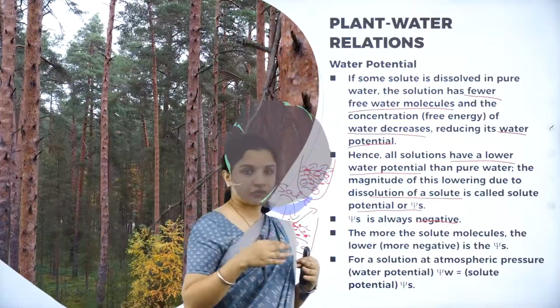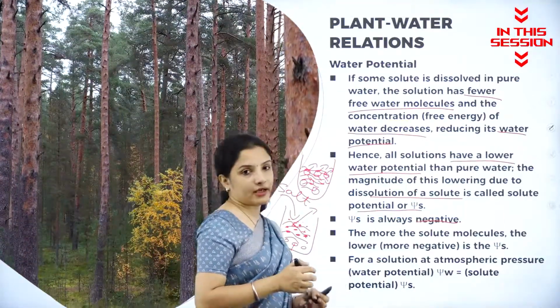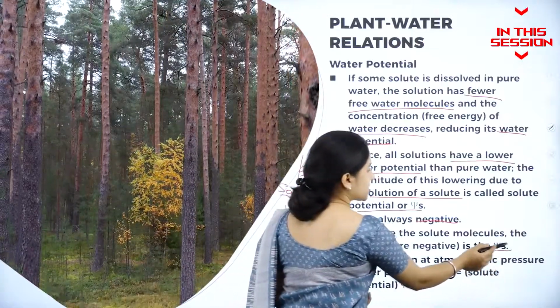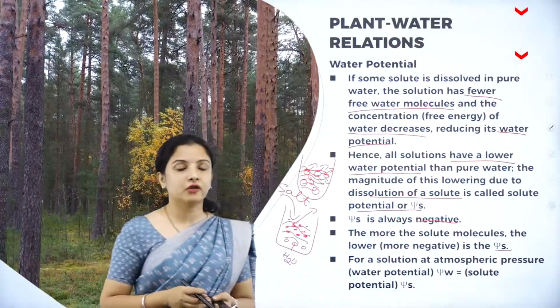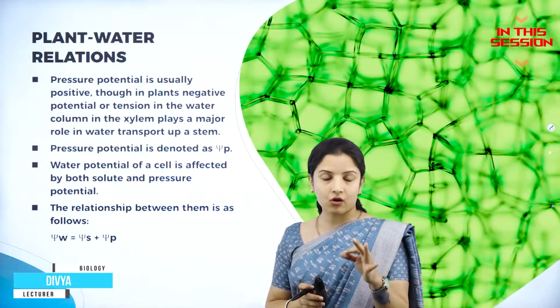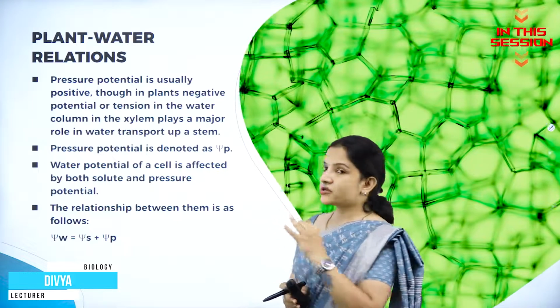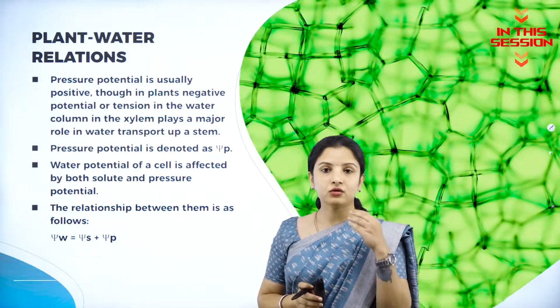The more the solute molecules are dissolved in the water, the more negative is the solute potential, and the movement of the water will also get hindered. The solute potential is always negative, whereas the pressure potential is always positive.